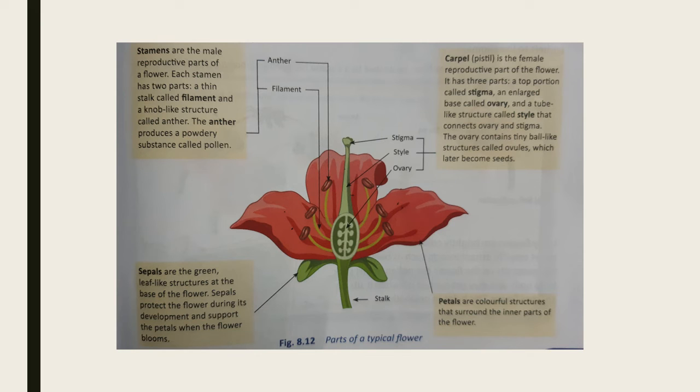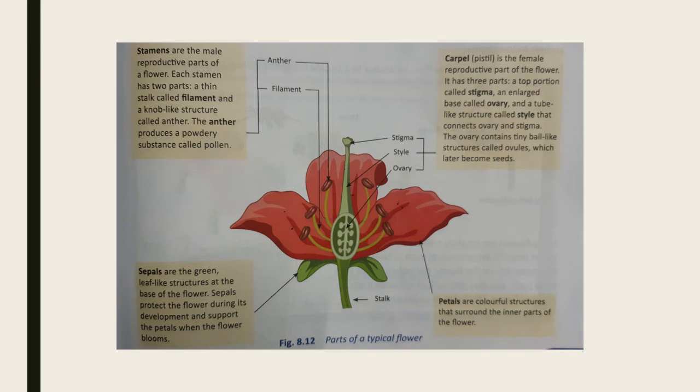Now, take a book, page number 103. See figure 8.12, parts of a typical flower. Let's see the parts and their explanation from the book one by one. First one is sepals. Sepals are the green leaf-like structures at the base of the flower. Understood?